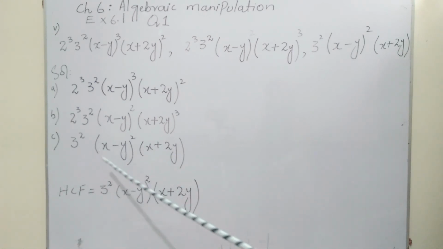So the HCF is the product of all the common terms, that is 3 square into (x minus y) whole square into (x plus 2y).